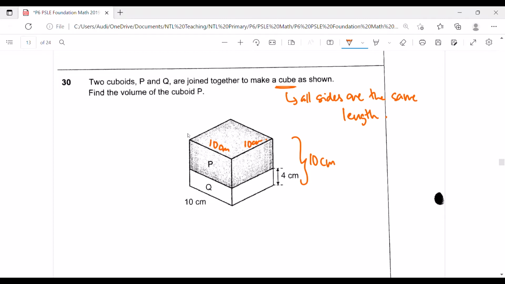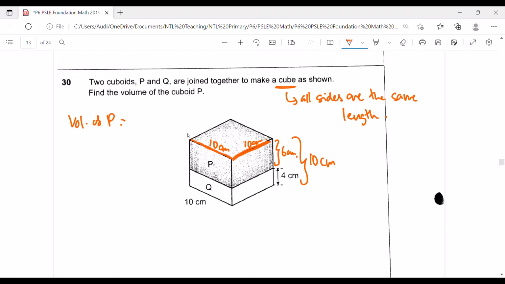Now they want you to find the volume of cuboid P. What is cuboid P? Cuboid P is the shaded one. The difference between a cuboid and a cube is that in a cube, all the sides are the same length. In a cuboid, it looks like a cube, but it's not really a cube, so not all the sides are the same. If you look at P, the length is 10, the breadth is 10. What's the height? The height is this, and this is 10 minus 4, so you get 6 cm. Now you can find the volume of P.